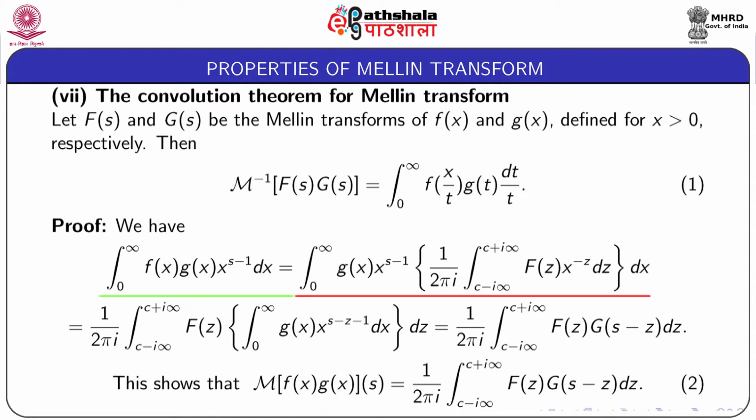after writing f(x) as the inverse of F(s), we get the integral from 0 to infinity of g(x) x^(s-1) dx times 1/(2 pi i) times the integral from c-i infinity to c+i infinity of F(z) x^(-z) dz. The inner integral is the Mellin inverse of F(z).